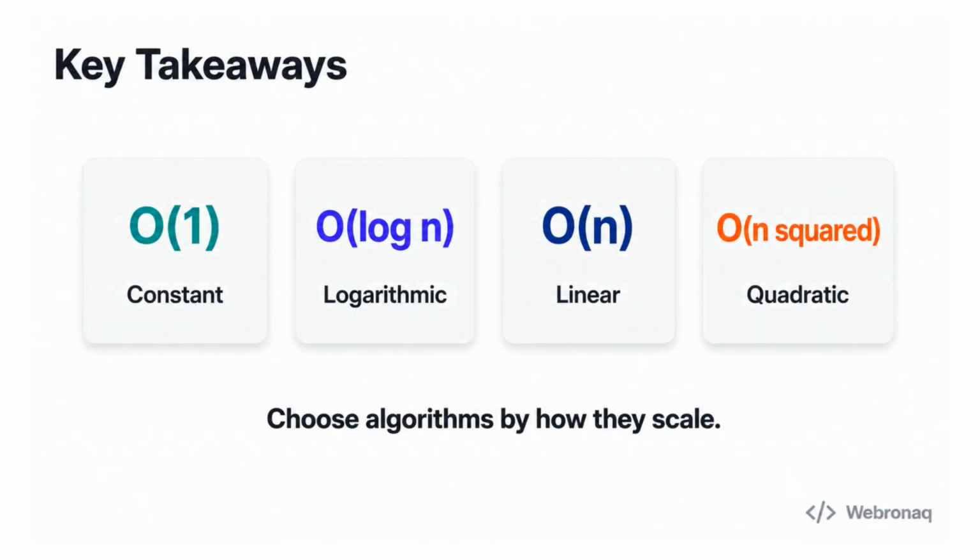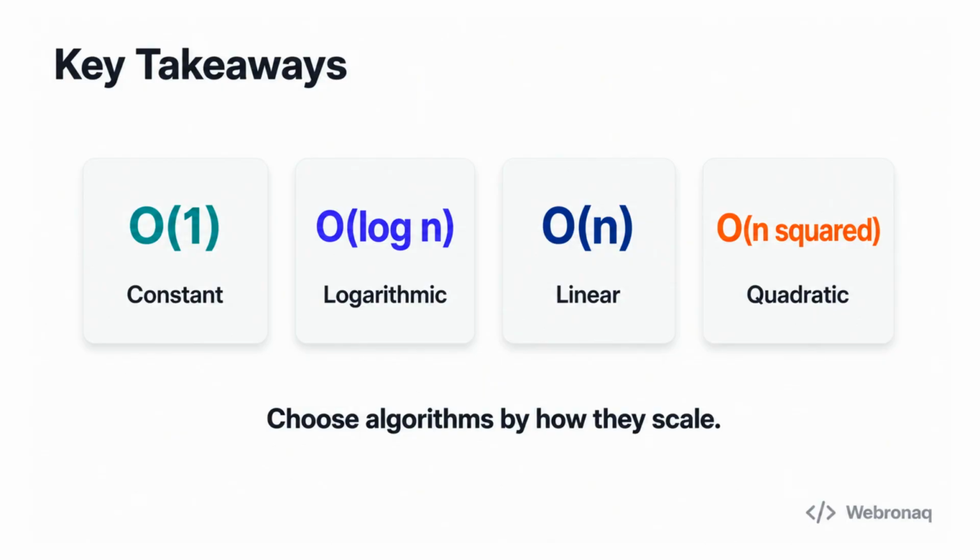Alright, let's bring it all together. Efficiency is about how an algorithm's resource needs grow as the input grows, not how it performs on one small run. Big O gives us a shared language for that growth, always describing the worst-case ceiling. We walked through 4 key classes: constant O of 1, logarithmic O of log n, linear O of n, and quadratic O of n squared. And we saw how to read those directly from code structure, no math degree required.